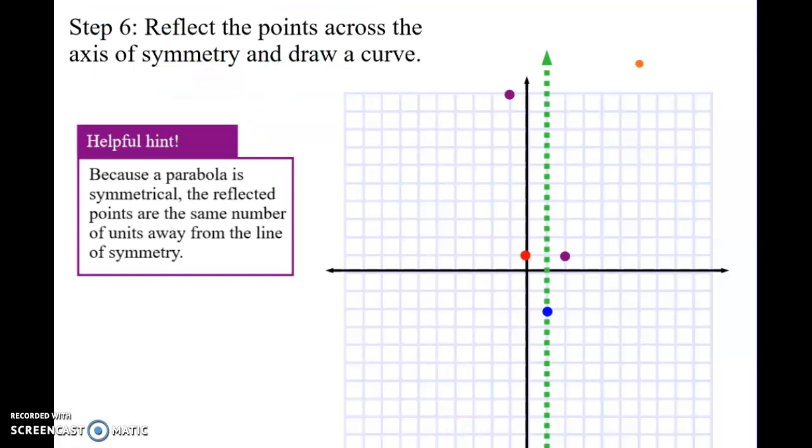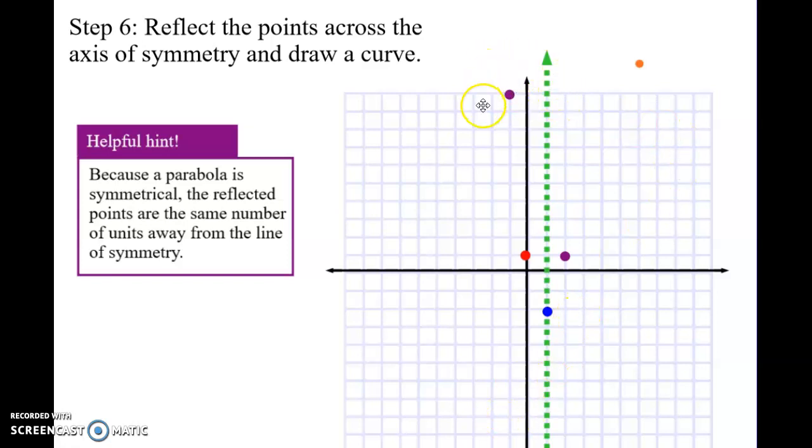Now, because a parabola is symmetrical, meaning that it looks identical on both sides of the axis of symmetry, I can find another point just by looking at what I have graphed already. You'll notice that the red point, the y-intercept, is 1 away from the axis of symmetry. Likewise, one of the points that we discovered was also 1 away from the axis of symmetry, 2, 1.